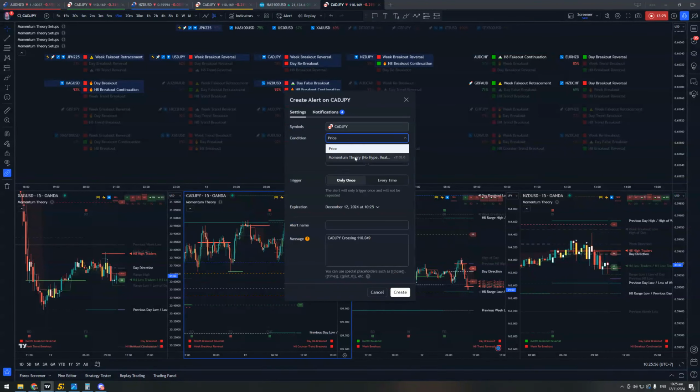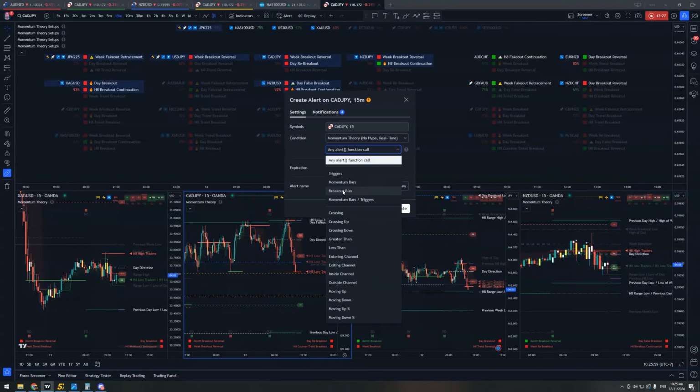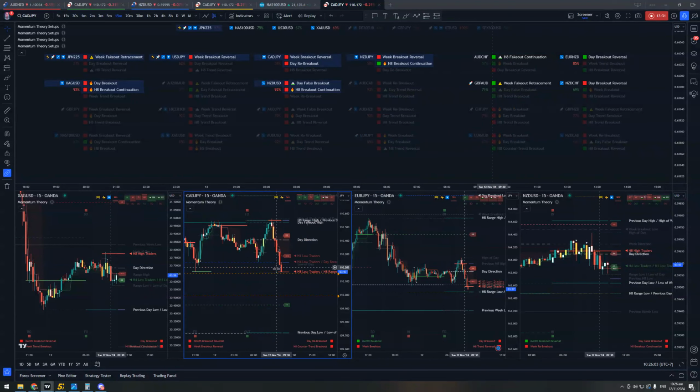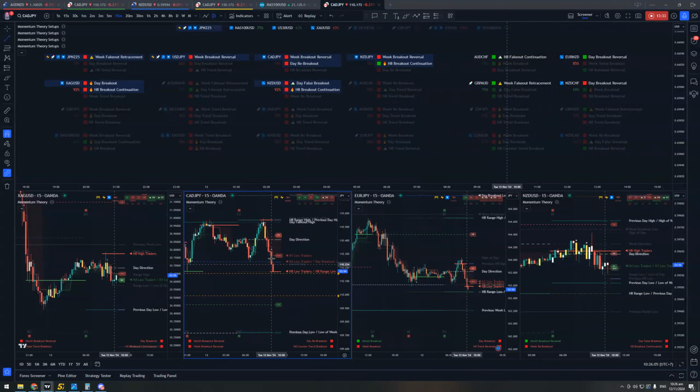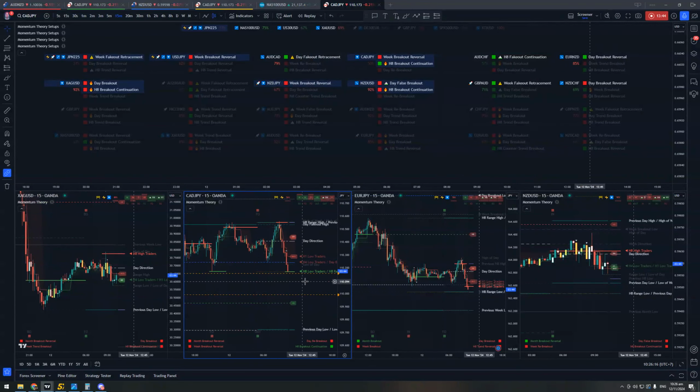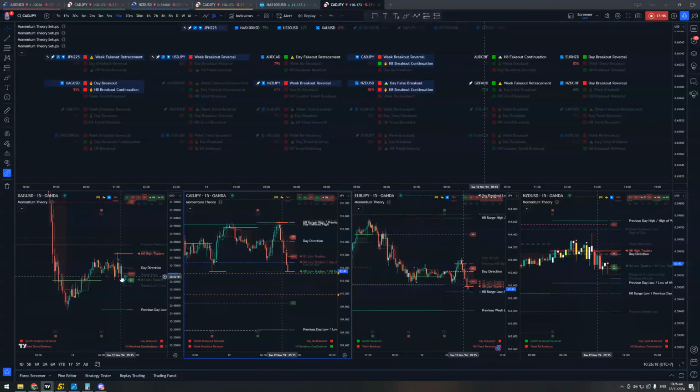I'm going to set some alerts here. So basically, I want to know whenever the M15 reverses that breakout level. Whenever the M15 reverses that breakout level, I want to know. And so I'll come back and assess whether I want to continue that trade or not. And so that's it. Silver, no entries.